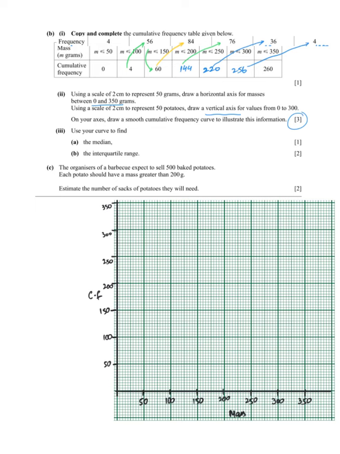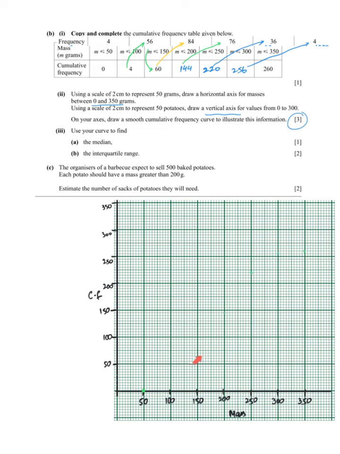Now I construct the points here. If you observe the graph, when x is 50, y is 0. So let me label it. When x is 50, y is 0, that is my first point. After that, when x is 100, y is 4. So when x is 100, y is 4, that means this point here. And I need to plot all the other points.